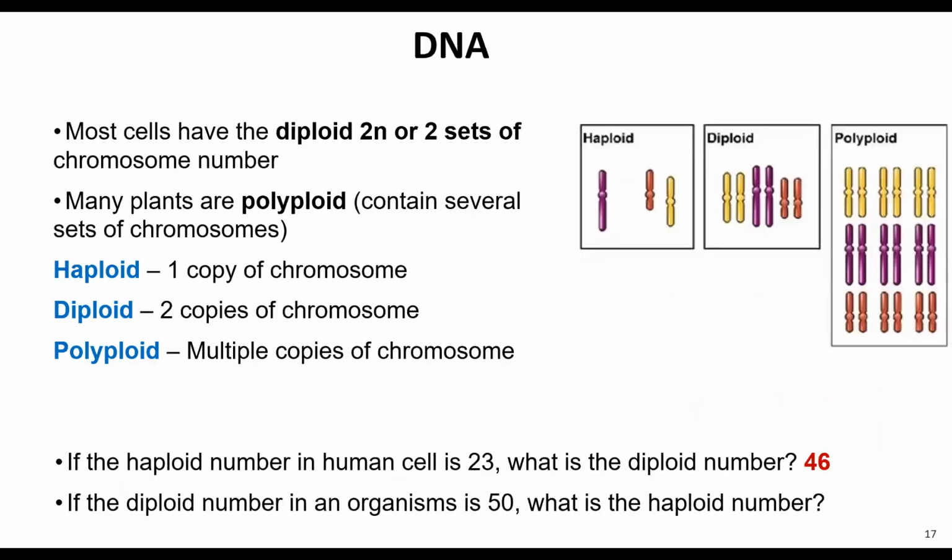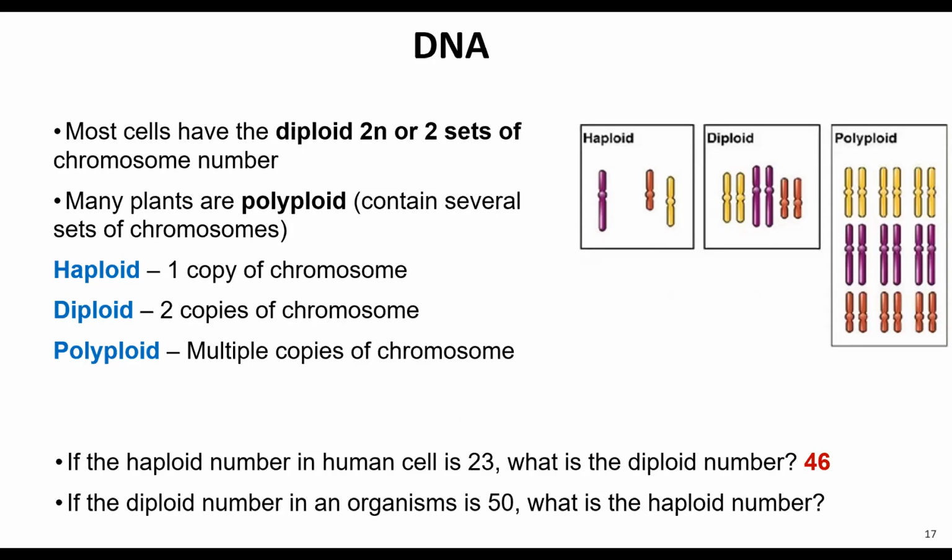Okay, so this DNA in most of the cell is diploid. In some plants there are many copies. Diploid means 2 identical copies. So haploid is 1 copy, diploid is 2 copies, and polyploid is multiple copies. Let's talk about diploid. All human beings have 2 identical copies of DNA. One comes from the mother and one comes from the father.